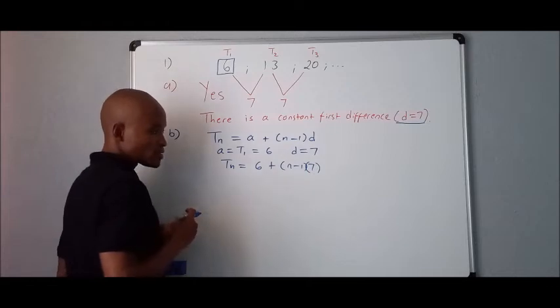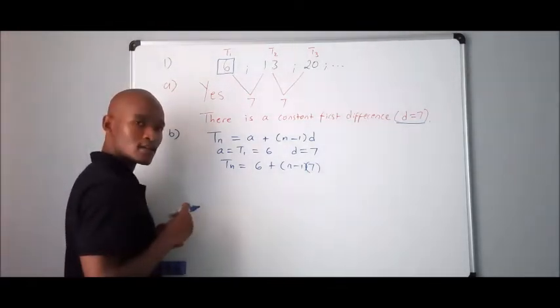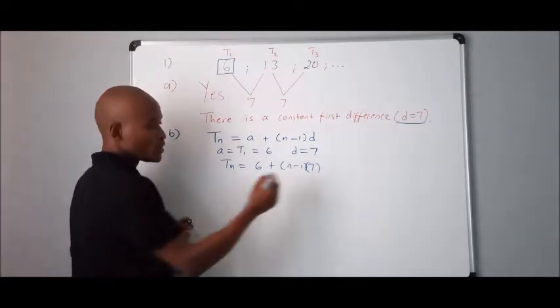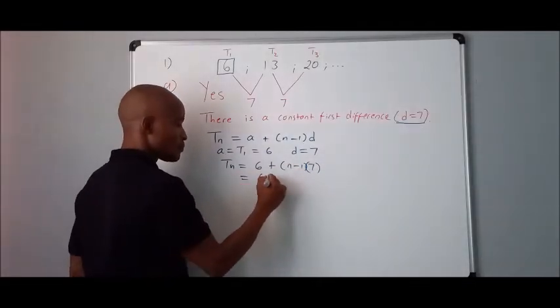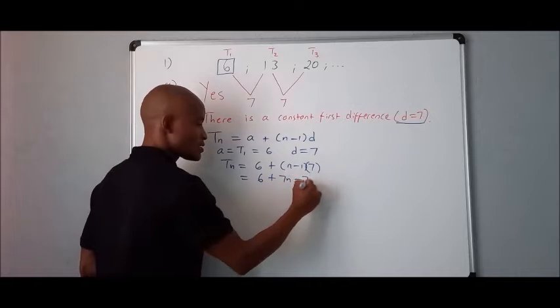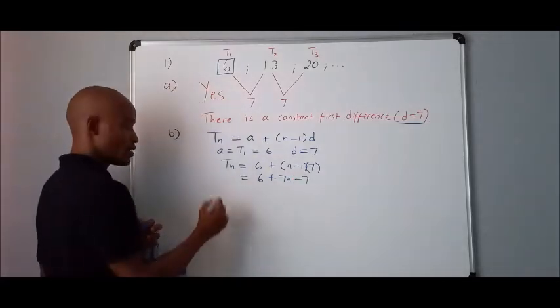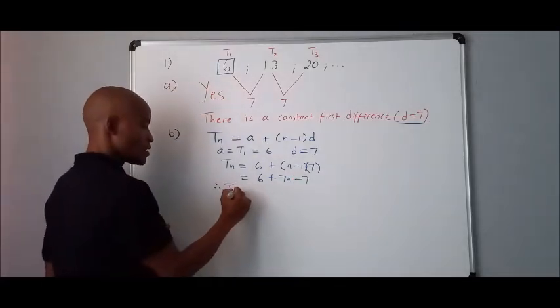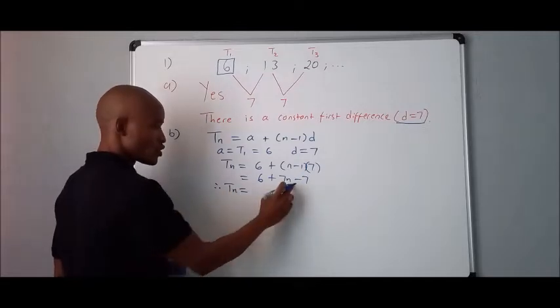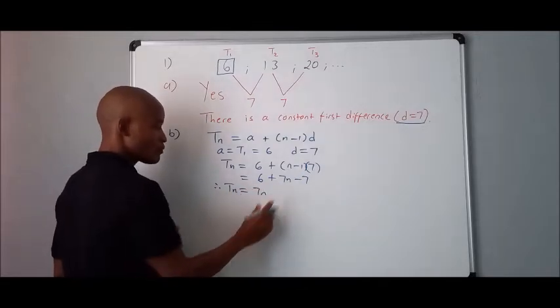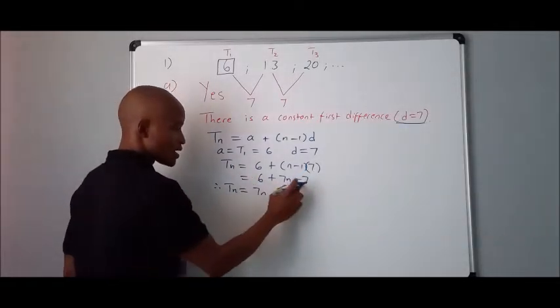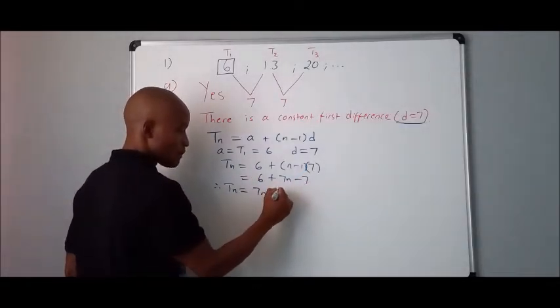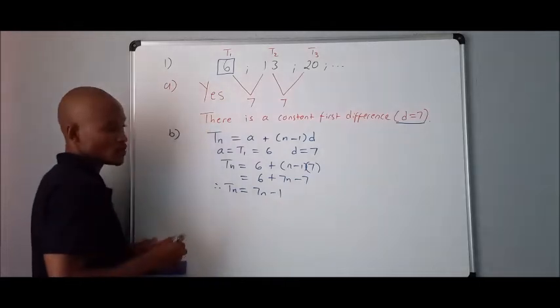And we don't leave the answer like that. We write it in standard form, in linear form. In other words, we want to distribute. We have 6 plus 7n minus 7. Okay, and therefore we have Tn is equal to, you write your term with n or the variable first, and it's 6 minus 7, which is what? Minus 1. And that is what we have.